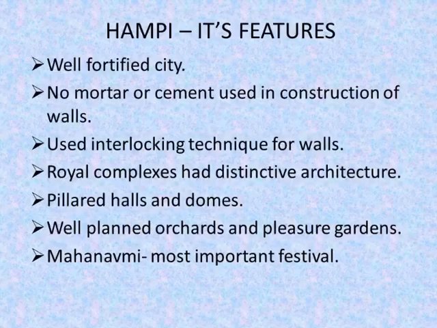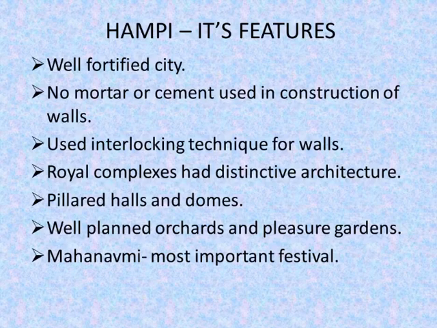In this line, we see Hampi. Hampi was a center which developed as a temple town also, which had beautiful architecture also. Now, it had some remarkable features. First of all, Hampi was a well fortified city. Second, no mortar or cement was used in the construction of walls.